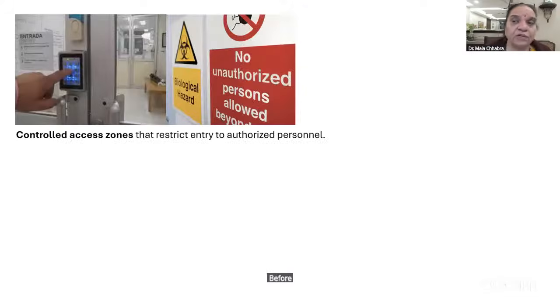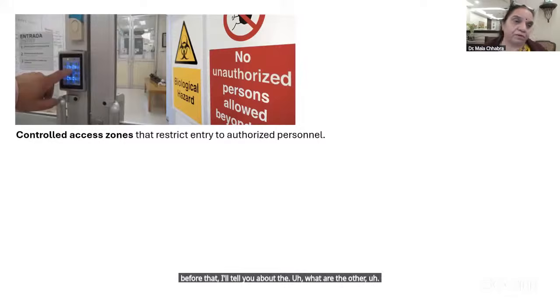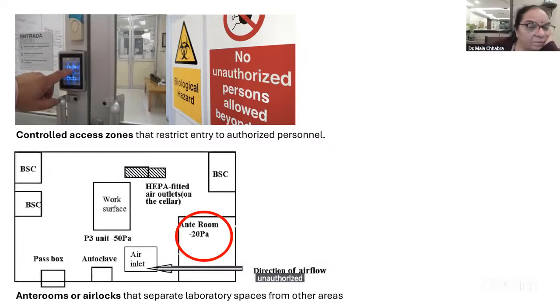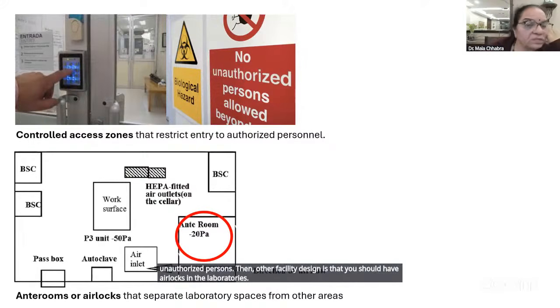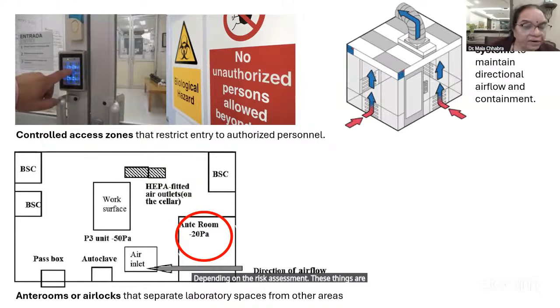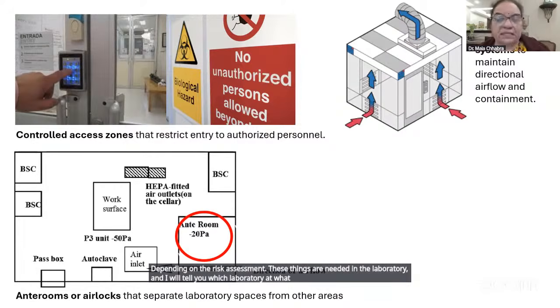Before that, I'll tell you what are the other methods of biosecurity and biosafety: controlled access zones that restrict entry to unauthorized persons. Then, other facility design is that you should have airlocks in the laboratories. There should be anti-rooms where you can change your PPE, HEPA filters. Depending on the risk assessment, these things are needed in the laboratory, and I will tell you which laboratory at what level has these facilities.